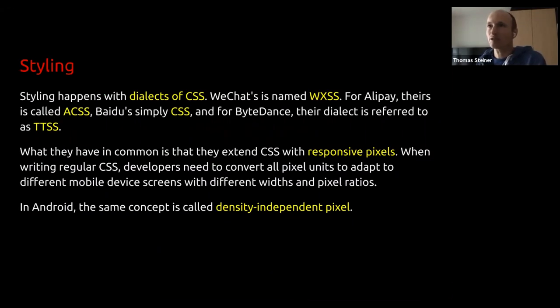To the next topic, styling. Styling happens with dialects of CSS. Again, it's not technically a dialect, but it helped me understand what's going on. Just like before, they don't call it CSS, they call it WXSS. For Alipay, they call it ACSS. Baidu calls it CSS. ByteDance, they call it TTSS. What they all have in common is that they extend CSS with responsive pixels. Essentially, if you have ever done Android development, that's something familiar to you under the name of density independent pixels. That's essentially the core addition to CSS that they make.